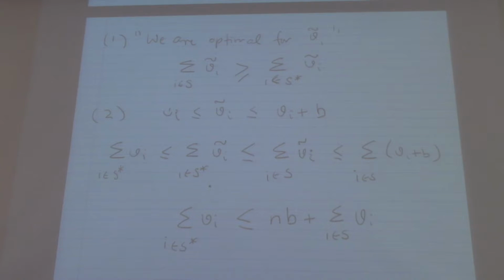No, because opt is opt for the original input. Once you round things up, the numbers change a little bit. You don't know what's going on. Right? Yeah?